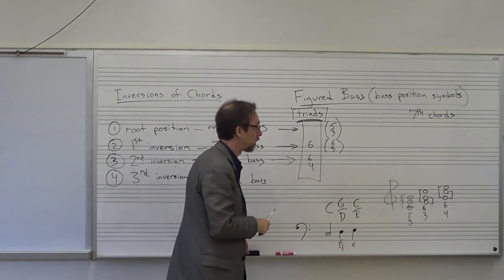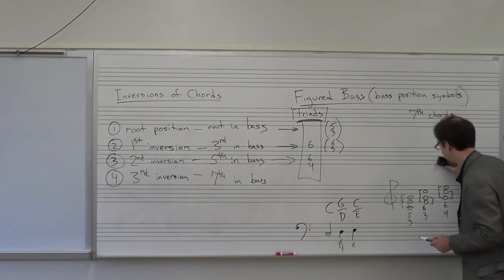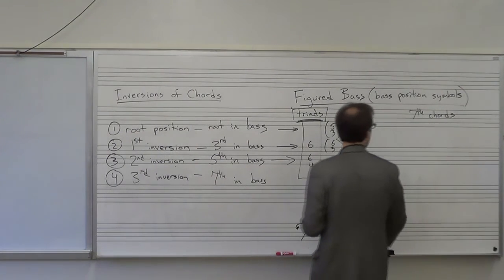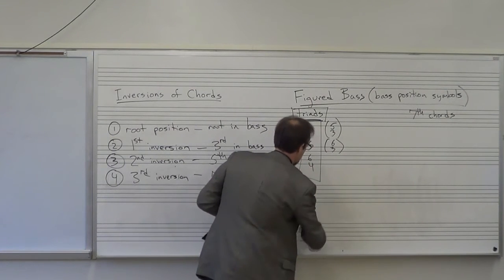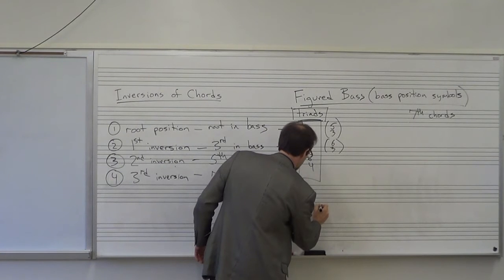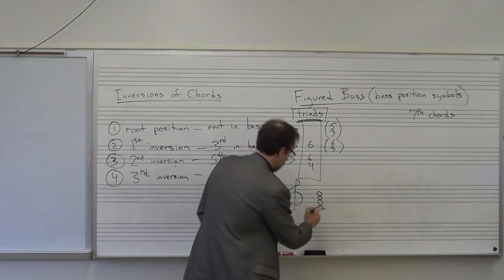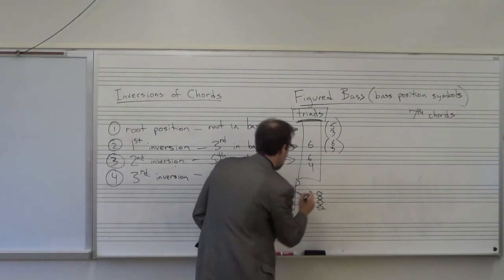Now, when we deal with seventh chords, the figured bass is going to be different. So, let me erase this, and I'll erase this as well. And let's give ourselves an example. Let's have a C, E, G, B, which would be root, third, fifth, seventh.